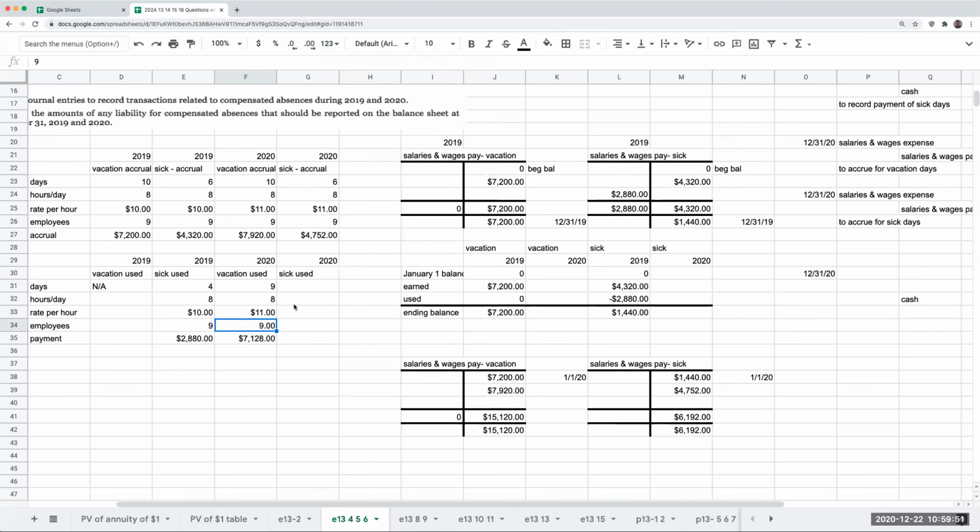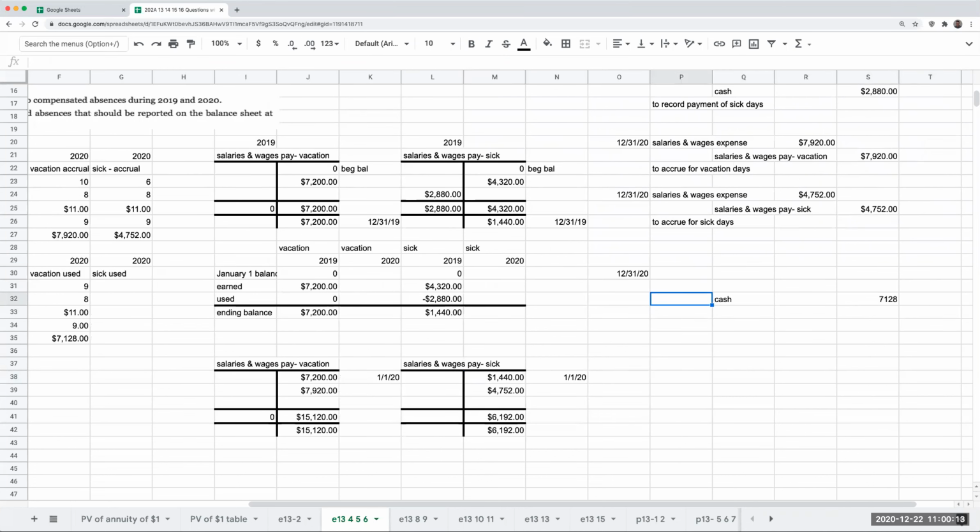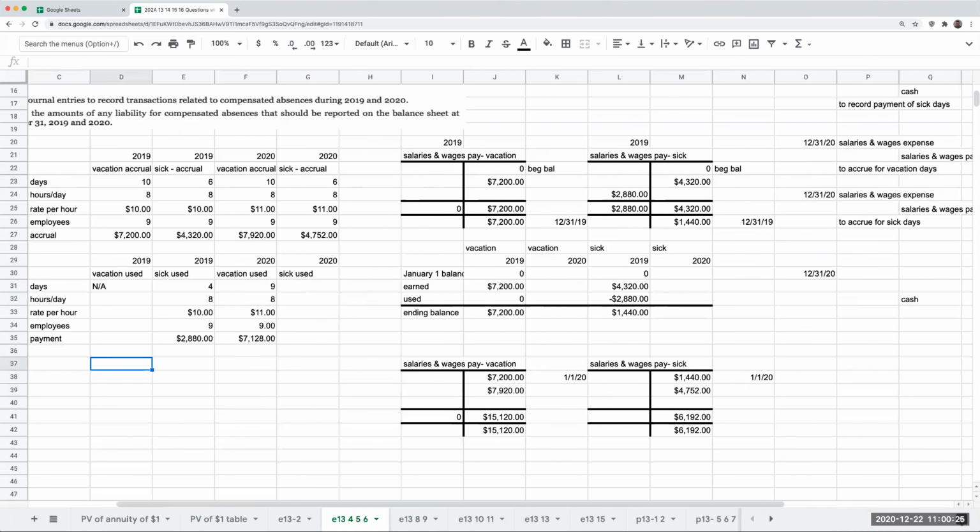And again, this is going to be different from the reduction of the accrual, because the days they took really relate to the activity in 2019. When I do the reduction of the accrual because they're now using some of these vacation days, there are a couple of different ways I could do this. This will be 6480.